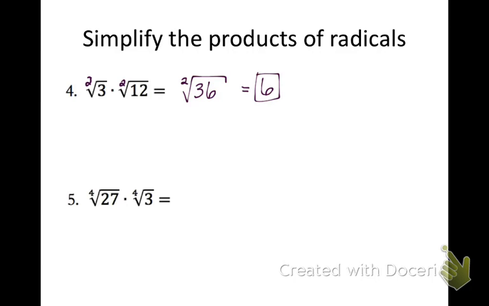Same thing with problem 5. My indexes are the same, so I have 4 and 4. I can just take 27 times 3, which is 81. And then the fourth root of 81, I get 3. Just a reminder of how to find the fourth root of 81: we're asking what to the fourth power gives us 81. You could try a couple things. You could try 2 to the fourth power, but then you're going to find that 3 to the fourth power is what gives you 81.